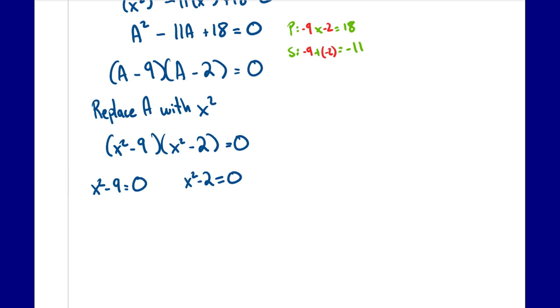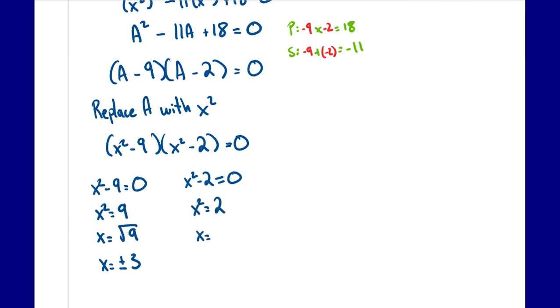If I move the 9 over, this becomes x squared equals 9. I want to take the square root of both sides, so x equals 3. But technically it could be plus or minus 3. When we take the square root, I could have 3 times 3 or negative 3 times negative 3, which would give me 9. So when we square root the answers, we actually get plus or minus whatever the value is. And for the other one, x squared equals 2.